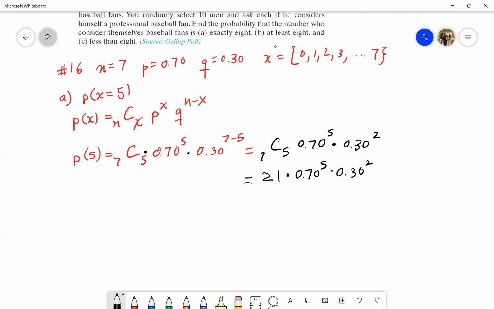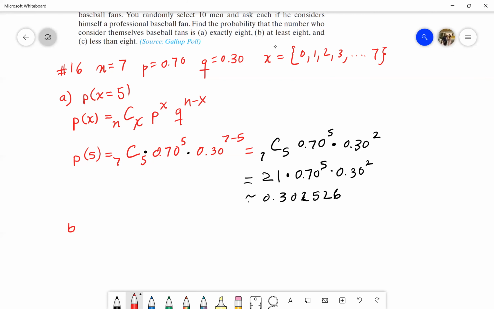So let's just do 21 times 0.70 raised to the fifth, and then multiply that times 0.30 raised to the second, and we get approximately 0.302526.